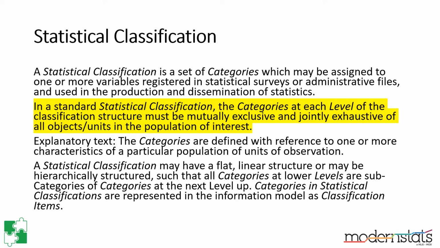But people who aren't that familiar with statistical classifications might be a bit confused, because from the information model perspective, they look quite similar. But a statistical classification may have a flat linear structure, or it might be hierarchically structured, such that categories at lower levels are subcategories and so on. So there are a lot of structures involved in this as well.